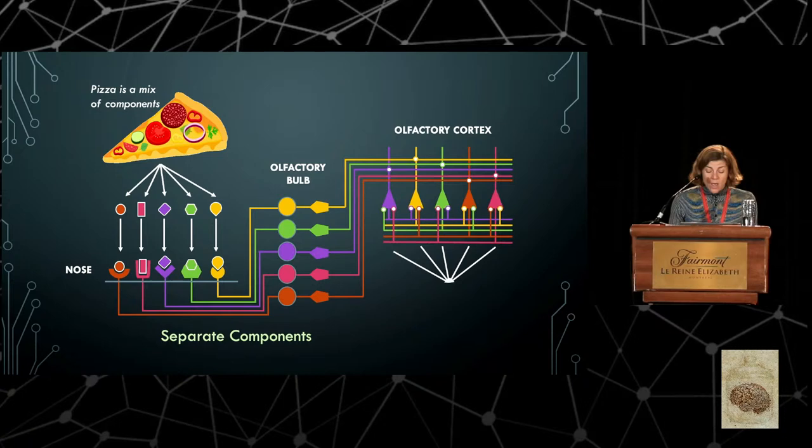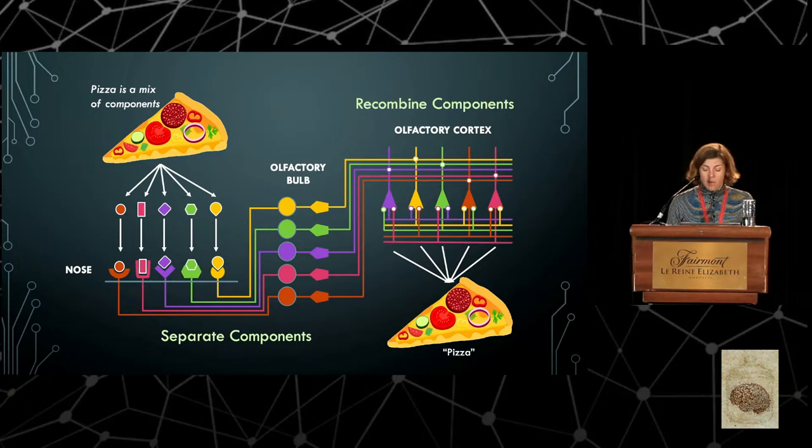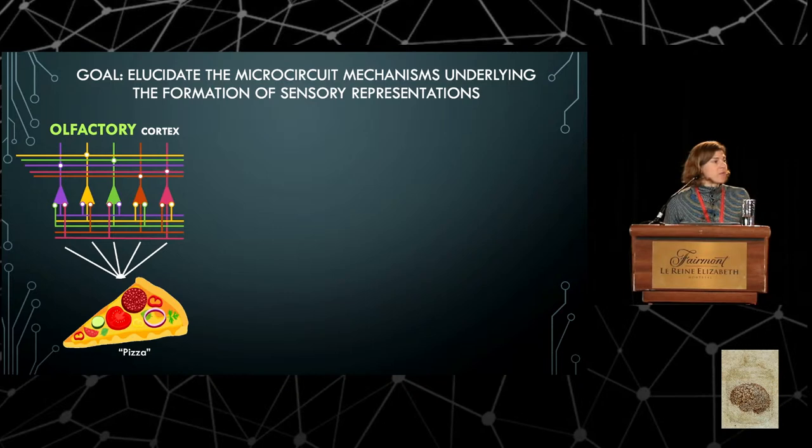It is at this circuit that we think the real beginning of olfactory processing can happen, and that's to recombine these components through the neurons that fire together. The idea is that they will wire together through some form of synaptic plasticity, and this enables us to determine the percept of pizza. Now, this is relatively simplistic. There are obviously many other areas of the brain involved, but what we were really interested in is the very early stages of this process. By that token, because we study the olfactory system, we are technically an olfactory lab.